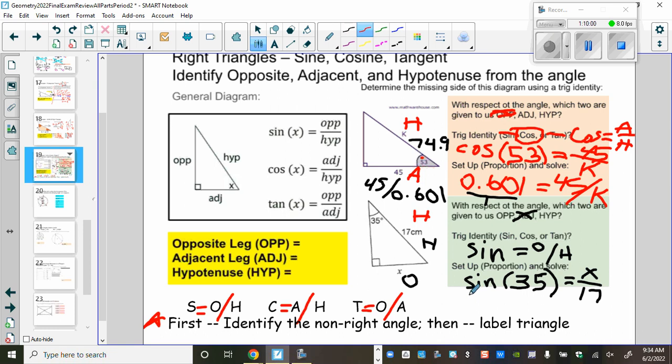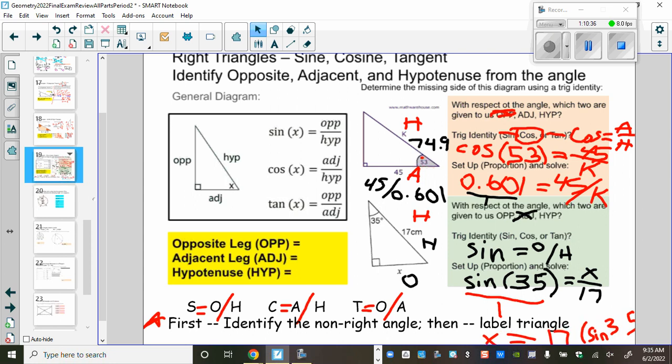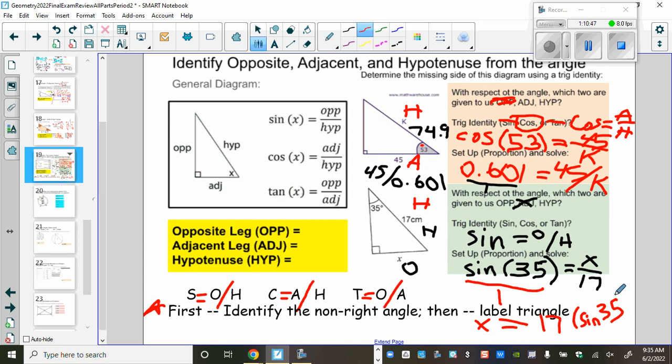And then this one, you could actually, this one's going to be easy. Because again, just do your diagonals. And basically, if you multiply 17 times sine of 35, you're going to get your x. You should get a number. So if you multiply 17 times sine of 35, that's going to be where we're going to stop today.